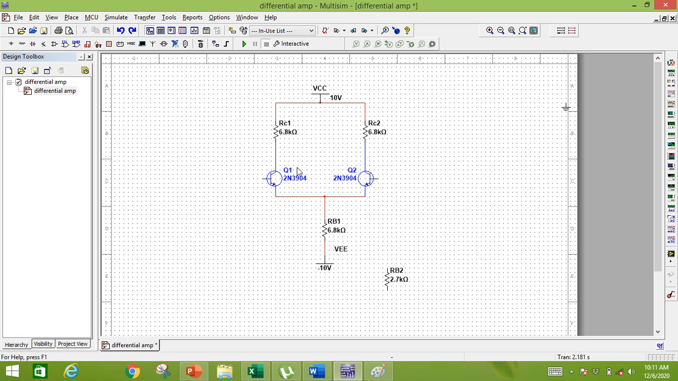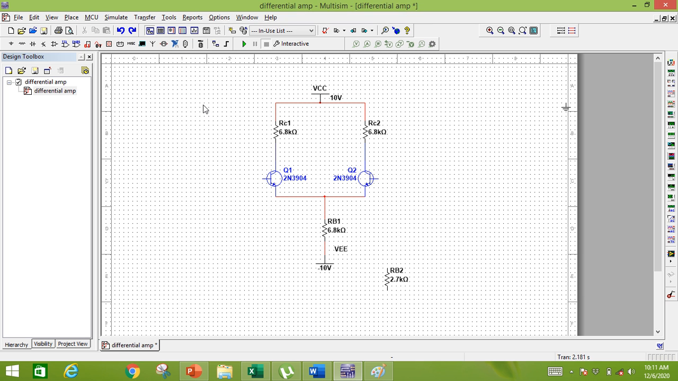Similarly, for the common mode gain, we have to apply the input signal at both the input terminals. It means that we have to apply the same signal at our two input terminals, and then the output voltage divided by the input voltage will be equal to the common mode gain. So let's determine the differential voltage gain as well as the common mode gain. For the differential voltage gain, I will apply the input signal at the base of Q1.